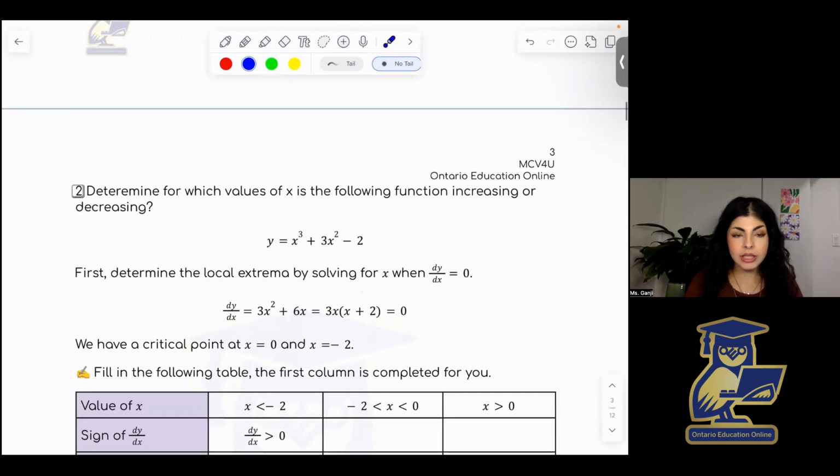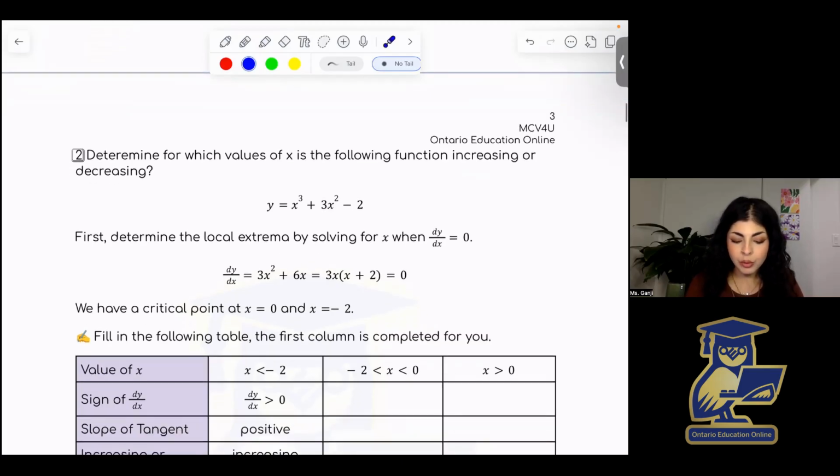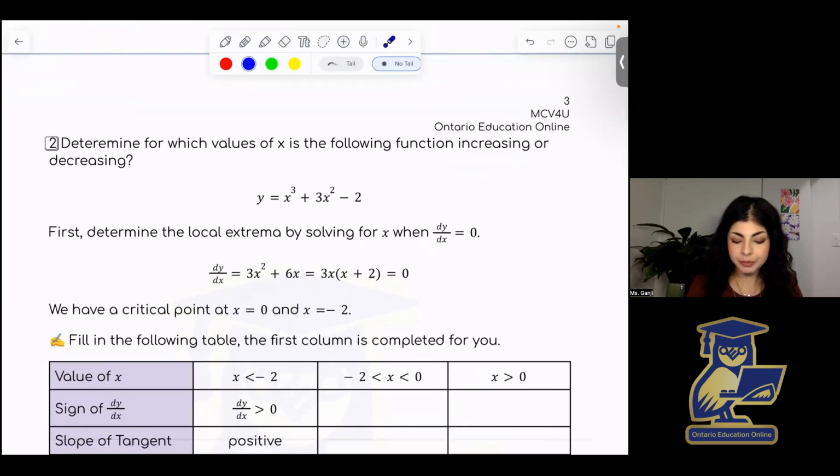Now, consider for this given function, we want to know for what values of x the function is increasing or decreasing. So this is a cubic function now. We're going to see what this would look like. First, we're going to determine the critical points, the candidates for the local extrema, by solving for x when dy/dx, our derivative, is equal to 0.